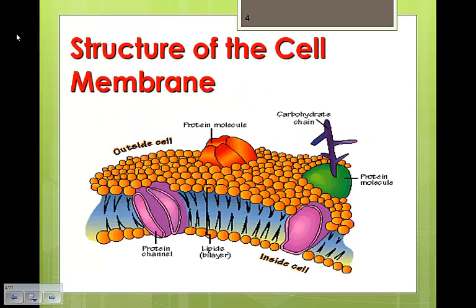Here's the structure of the cell membrane. Here we have those phospholipid bilayers. Here's the phosphate groups. Remember, they're water-loving. And the lipids here, they don't like the water. And here are different proteins. Here's a protein channel. Notice it spans all the way from the outside to the inside of the cell. And then you have your peripheral proteins.